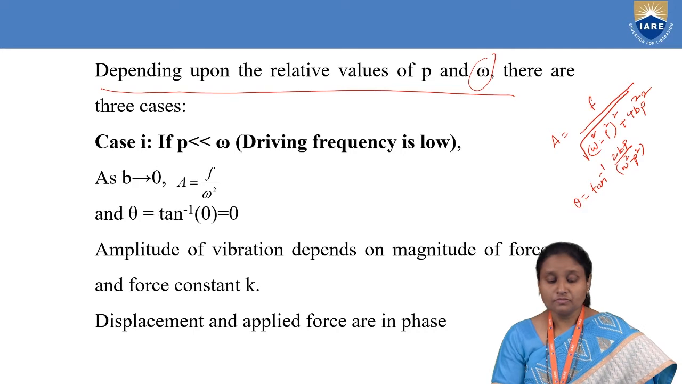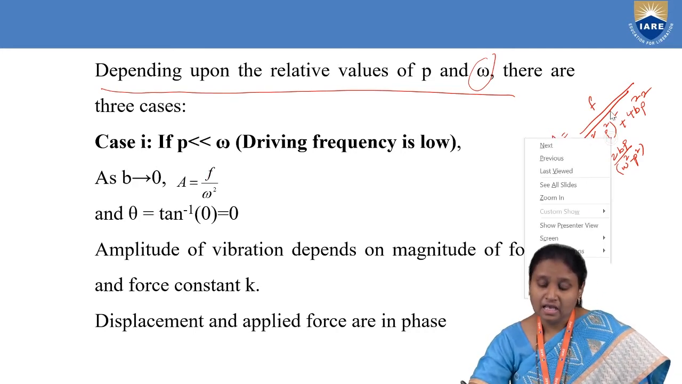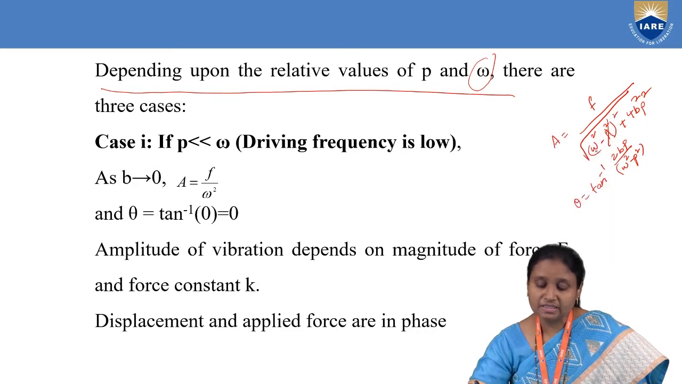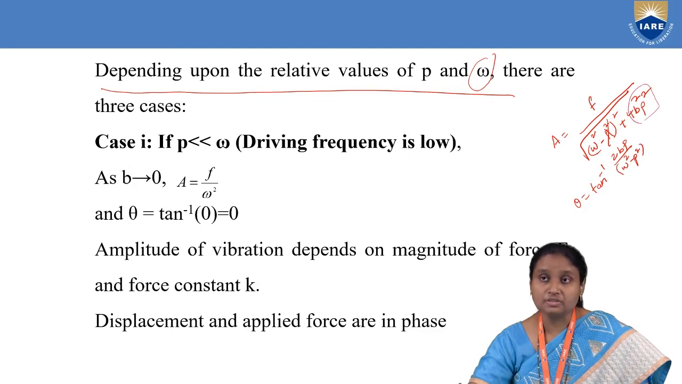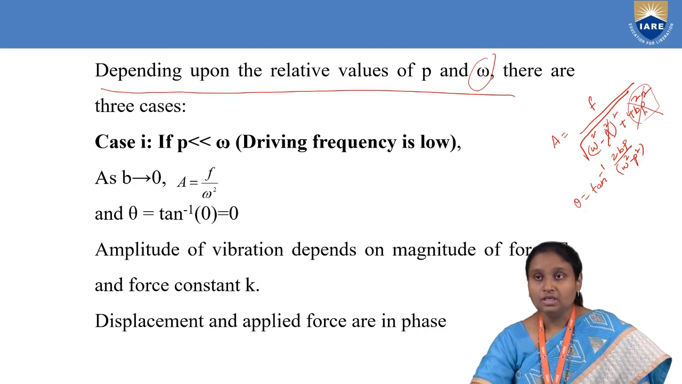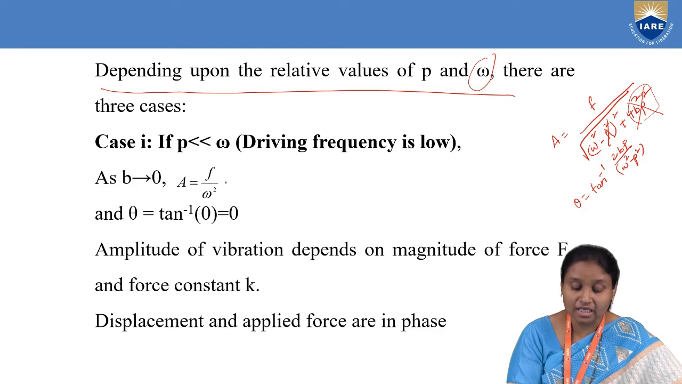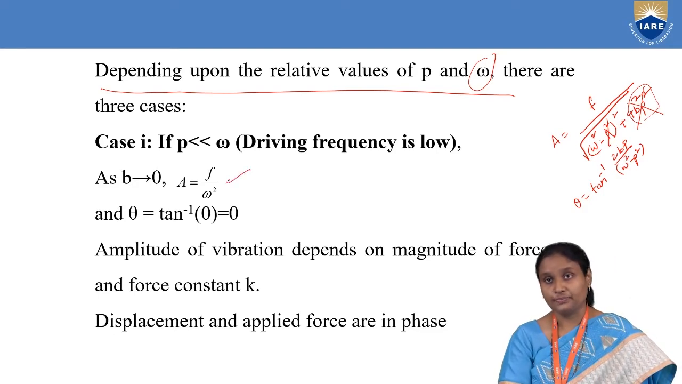So here now my p is very, very less. I am going to neglect this p with respect to omega. So here I have omega to the power of 4, and this omega to the power of 4 term will be very large compared to the 4b square p square term. So for simplicity's sake, I am going to neglect this term. Then you end up having square root of (omega square) whole square, so omega to the power of 4. If I take out the square root, then I end up having A to be F by omega square.